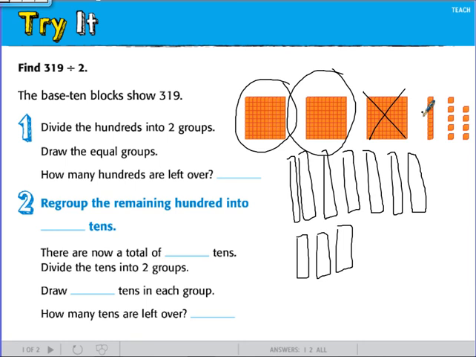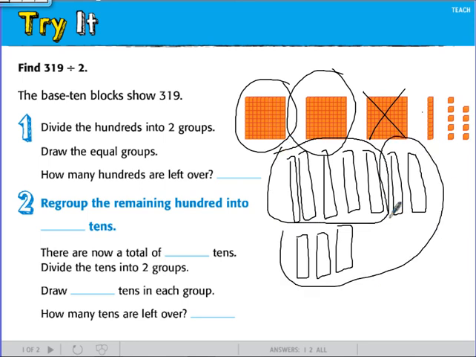It's an odd number again, isn't it? Yeah. So I have 5 here, and I have 5 here. Okay? Now I still have 1 ten, and I have 9 more left over. So how many total ones do I have?